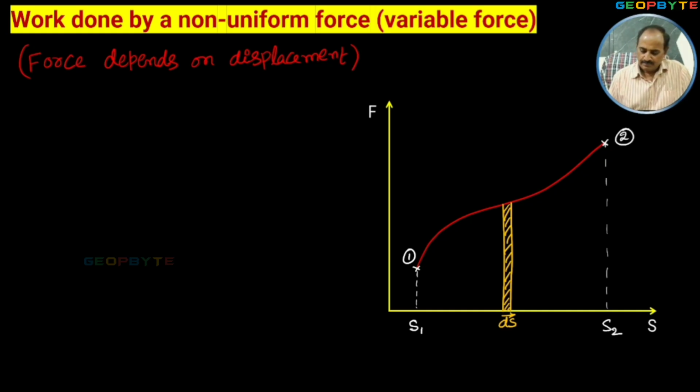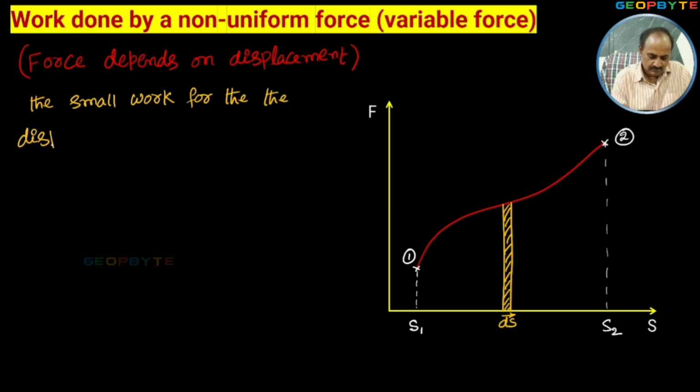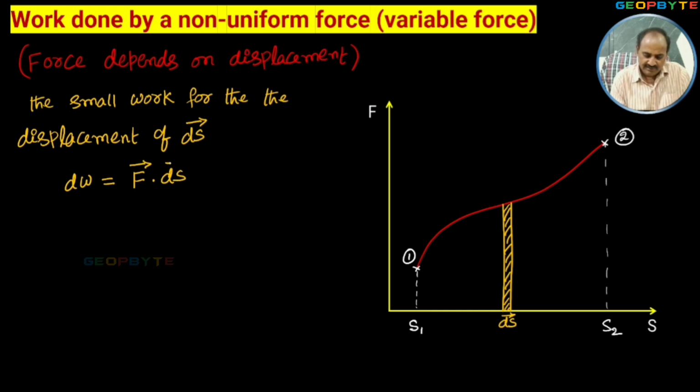From that I can write that the small work for the displacement of ds bar, dW is equal to F bar dot ds bar. That is the small work.